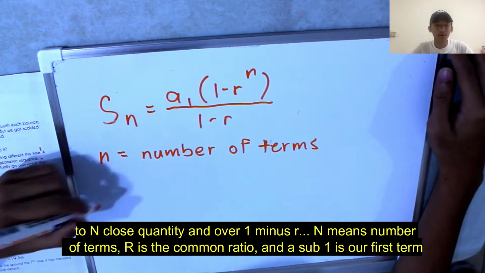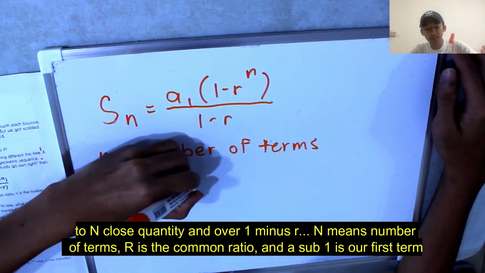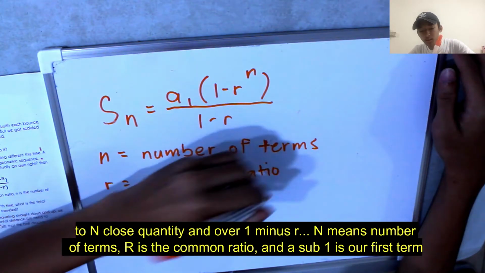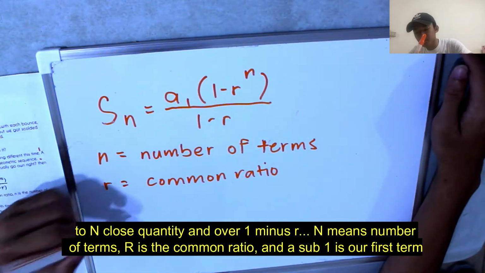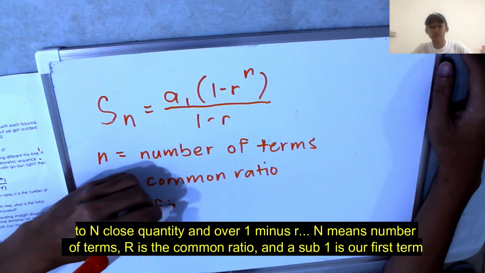So after that, what is the r? r is the common ratio. Okay, so A sub 1 is our first term.